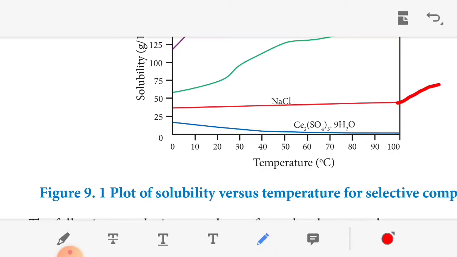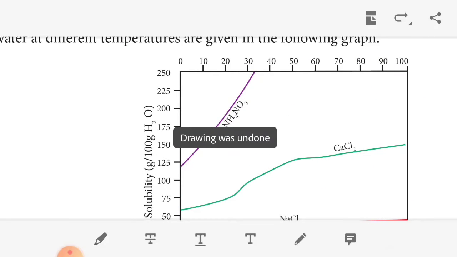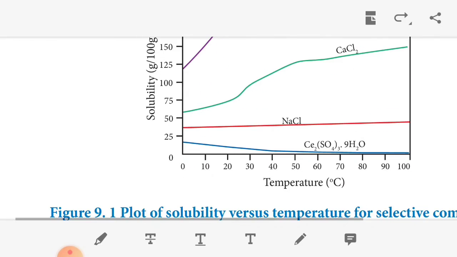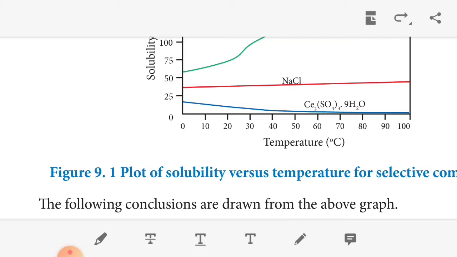The maximum solubility is achieved at normal temperature. In fact, there is only a 10% increase in solubility between 0 and 10 degrees Celsius. Only 10% increase. Then the second one, the dissolution of ammonium nitrate. This one is ammonium nitrate. The dissolution process of ammonium nitrate is endothermic. Endothermic means the solubility increases as the temperature increases. Okay, the next one, ceric sulfate. The dissolution of ceric sulfate is exothermic. Exothermic means solubility decreases with an increase in temperature.